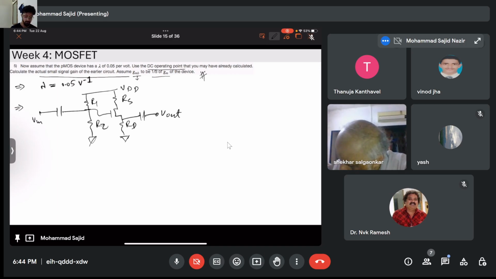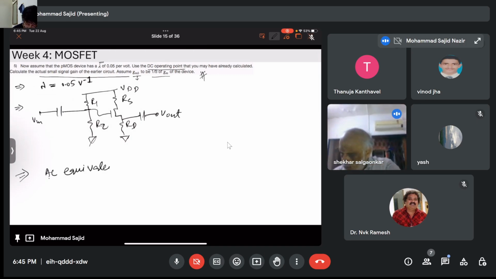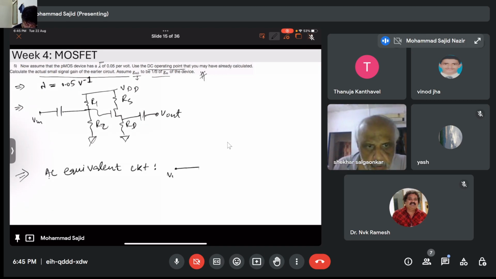Okay, this is your DC circuit. Now you have to calculate gain and you have to consider channel length modulation as well. So let me just draw the AC equivalent and you can suggest to me what steps we can take.